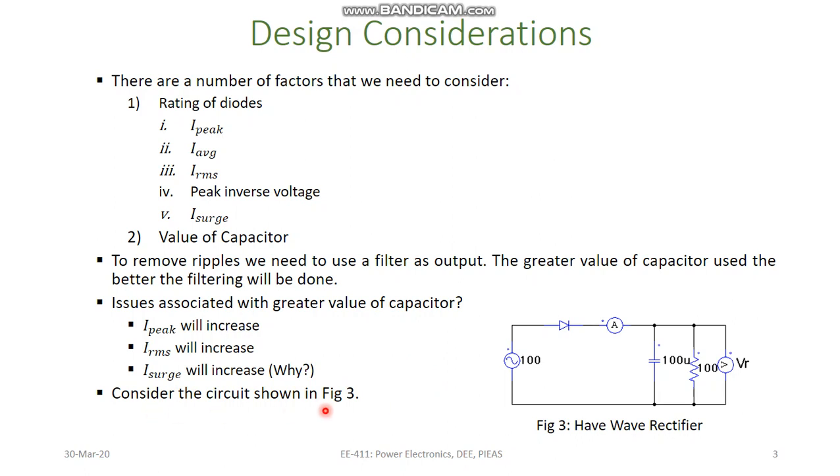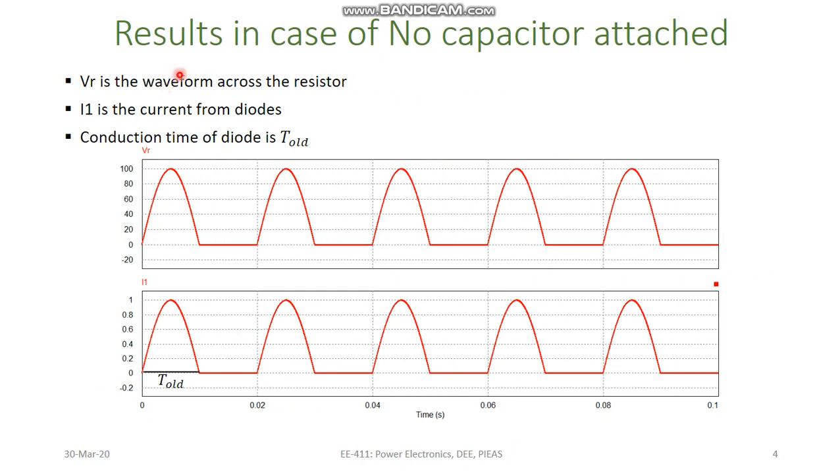So consider the circuit shown in figure 3, in which there is an AC source, a diode, and a load has been attached, and some output filtering is being done. So let's move on to the next slide. Results in case of no capacitor attached. In figure 3, the capacitor was shown to be 100 microfarad, but when the first result was obtained, there was no capacitor attached.